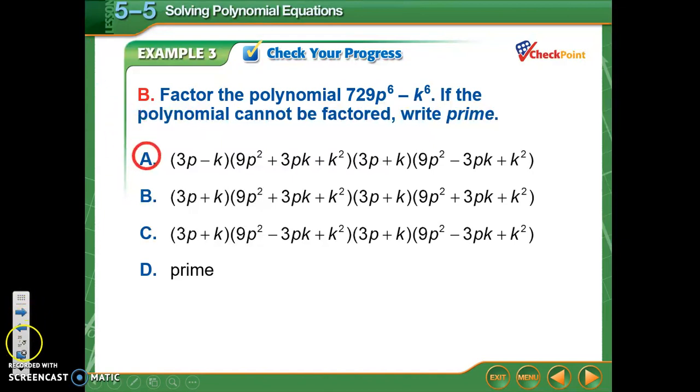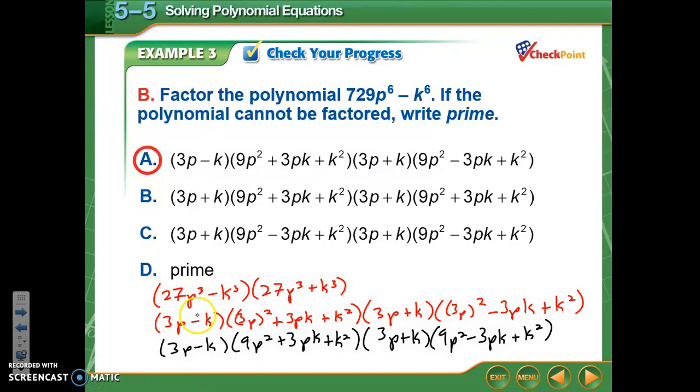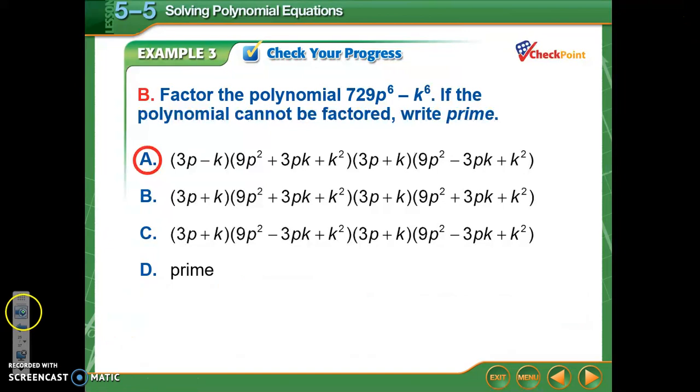Okay, in this case, we end up with A. And here's the work for this one. So first I did difference of squares. That brought me to here. Then I had to factor this first factor again, which was the difference of perfect cubes. So the cube root of 27p cubed is 3p, and the cube root of k cubed is k. And then I had to factor 27p cubed plus k cubed as the sum of cubes and simplify to get to our last step to get A.